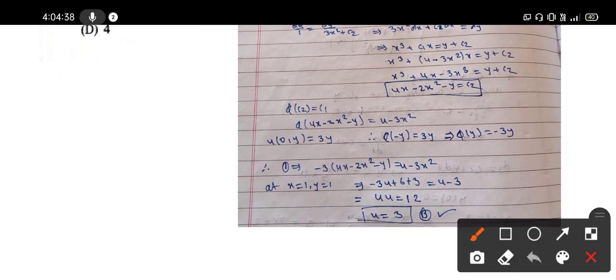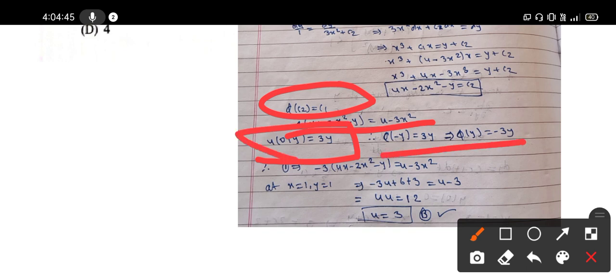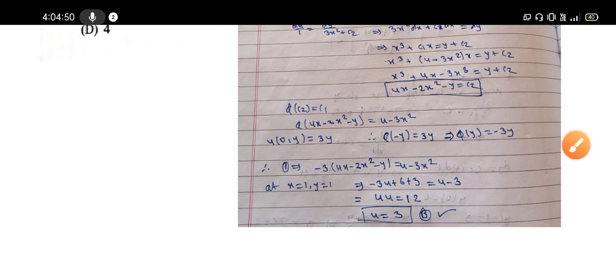And what is the answer, the solution? Here 5 c2 is equal to c1. Put this value and the given condition, and at x equal to 1, y equal to 1, finally we get 3. That is, option B is correct.